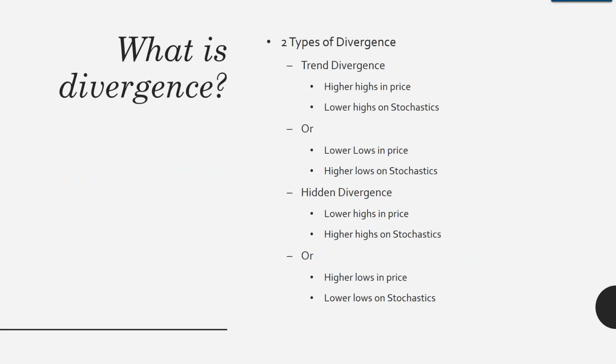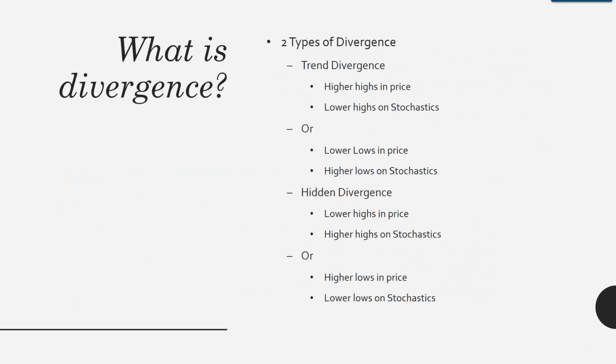Now let's begin by defining what divergence is. There's basically what I call two types of divergence. One is trend divergence and one is hidden divergence. Trend divergence is when price is making higher highs, but your stochastics or any other oscillator that you want to use is making lower highs, okay? Or if you're in a downtrend and price is making lower lows, but your oscillator is making higher lows, then you have trend divergence.